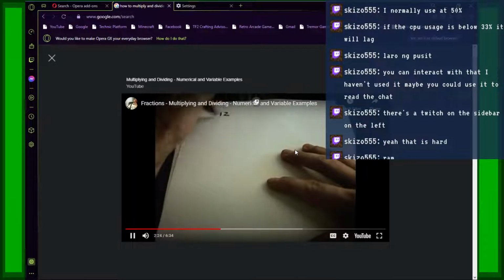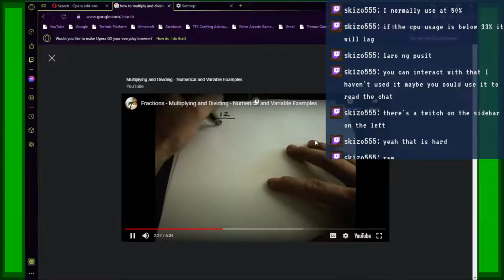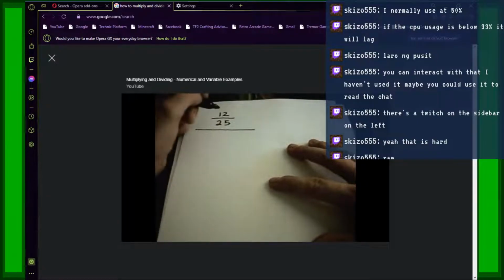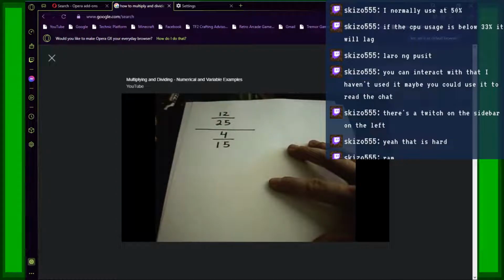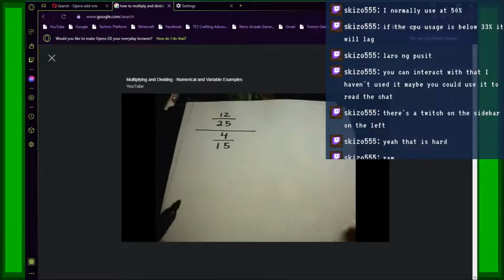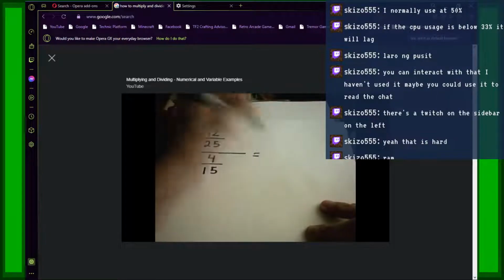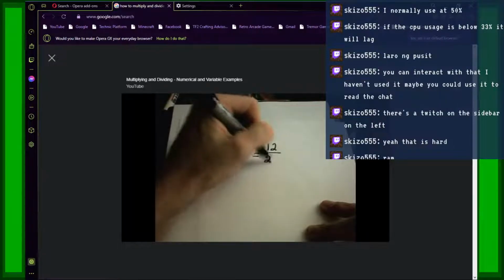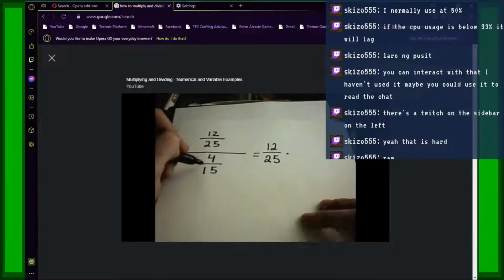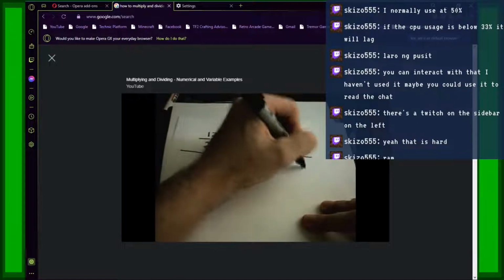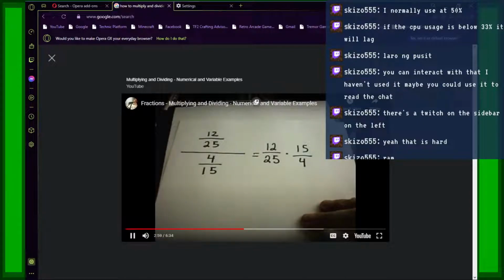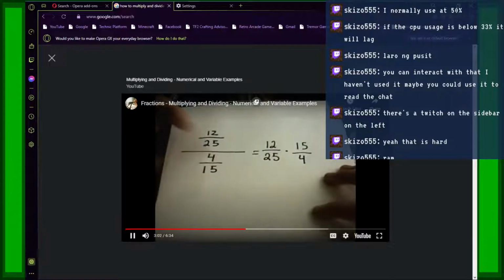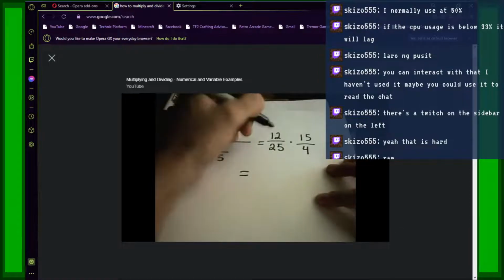Suppose I have 12 over, let's make it 25. And suppose then I have, let's make it 4 over 15. So if I want to divide these, again, I can just leave the top fraction alone, 12 over 25, and then I'll multiply that by the flip of the denominator, so 15 divided by 4. I could start multiplying straight across the top and the bottom, and then I would have to start reducing that fraction. So an easier thing to do typically is to factor it out at the very beginning.